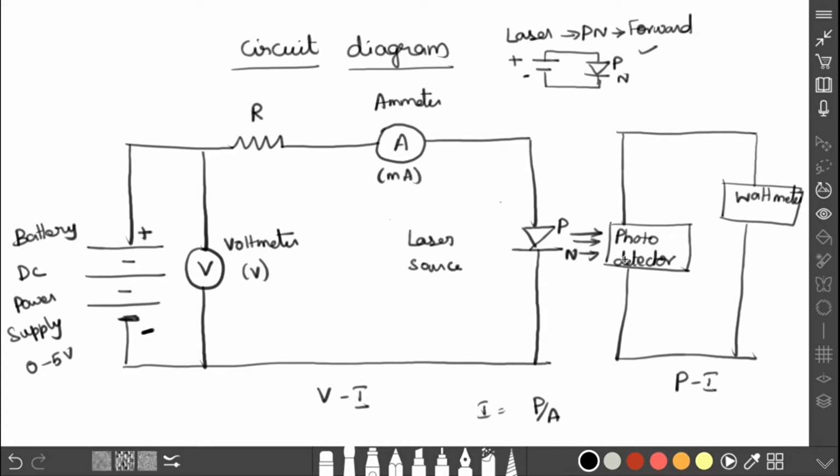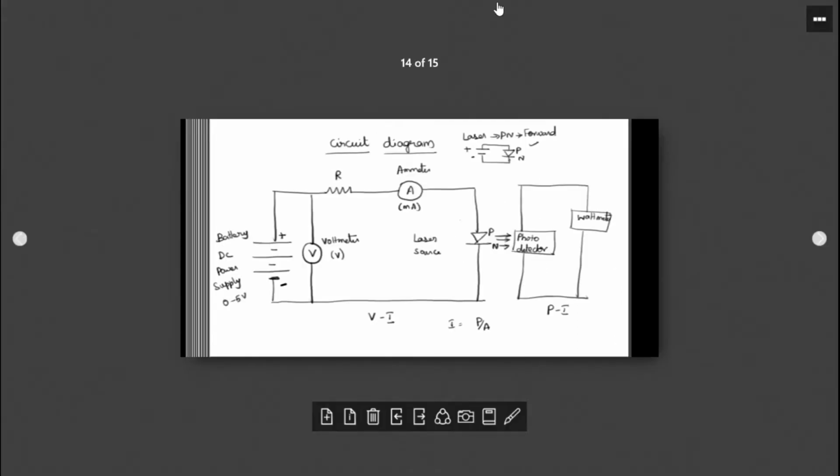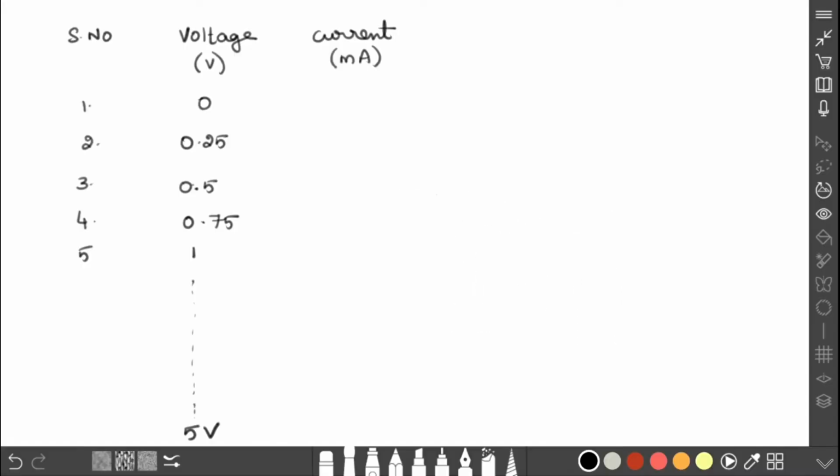Now we will see the tabular column for this experiment. The first tabular column is serial number, voltage versus current. Here the unit is volt and the unit of current is milliampere. As I said, the minimum value is 0 and the maximum value is 5 volts. The second tabular column is serial number, current and then power. The current unit is milliampere and the power unit is milliwatt.